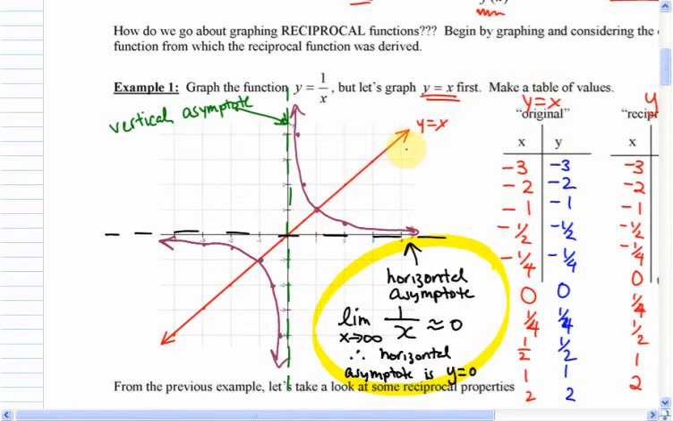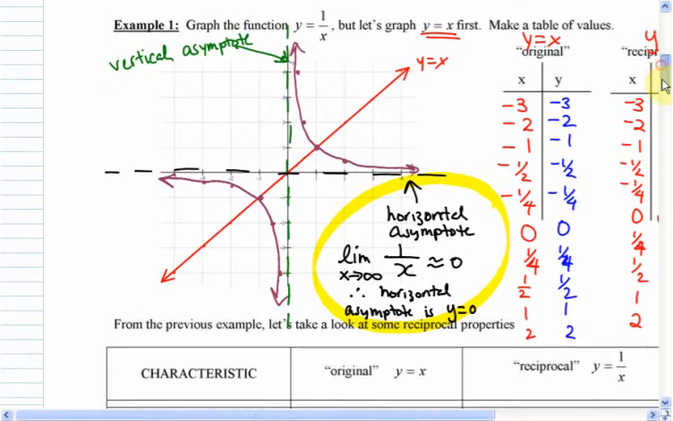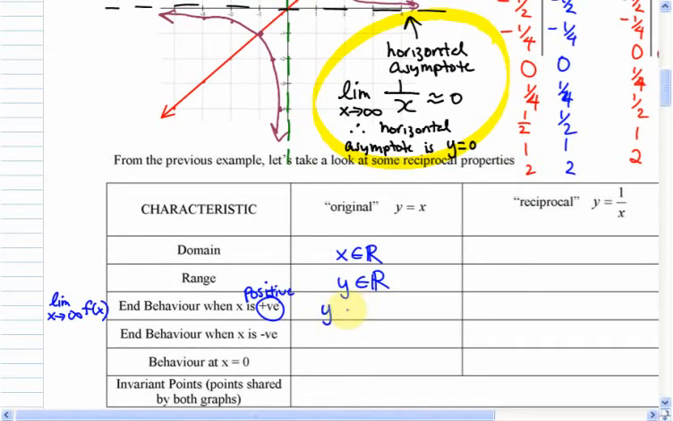No, I'm talking about the actual original function, y equals x. When x gets bigger, what happens to y? Bigger, bigger and bigger and bigger. We call that infinity, okay? So I'll say y approaches infinity.